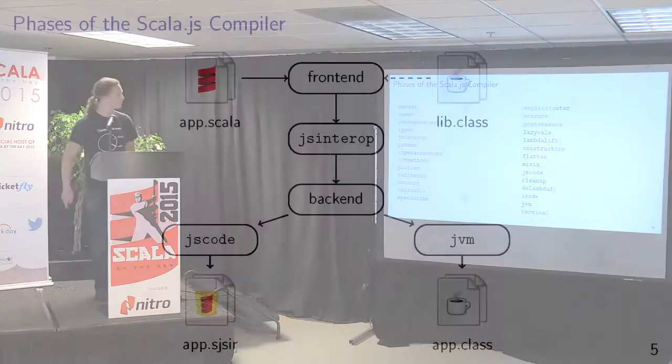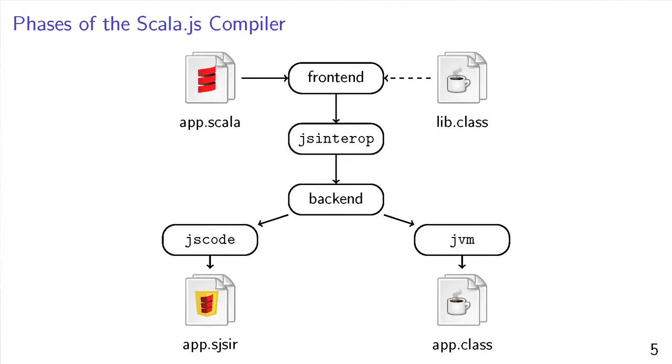And the red phases are things we add, right? So this actually looks much more like that. Whereas only these two guys are actually Scala.js specific. Everything else is just plain Scala compiler.